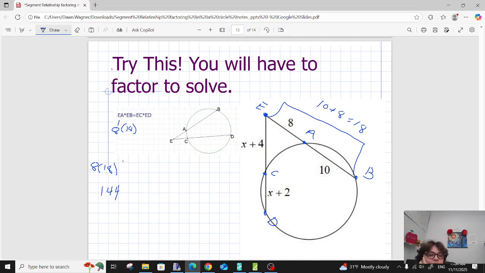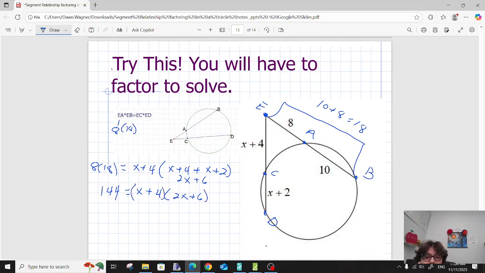Okay, now let's do the other side. What's EC? X plus 4. What's ED? X plus 4 plus x plus 2. Which when I simplify that, that's 2x plus 6. So I'm going to have to multiply x plus 4 and 2x plus 6.